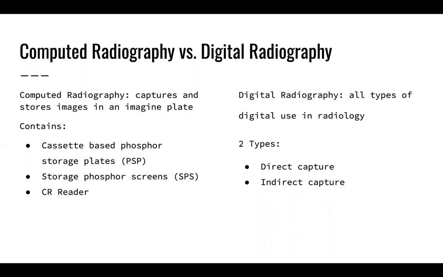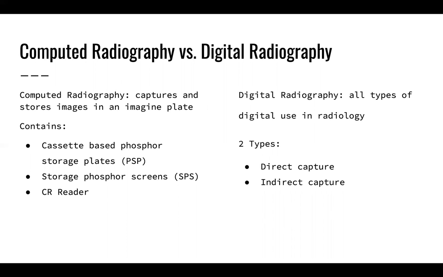All right, so computed radiography captures and stores images in the imaging plate, and computed radiography contains a cassette-based phosphor, which is a storage plate, so it's known as PSP, a storage phosphor screen, which is SPS, and a CR reader. And then with digital radiography, it's used for all types of digital use in radiology. And there's direct and indirect capture.